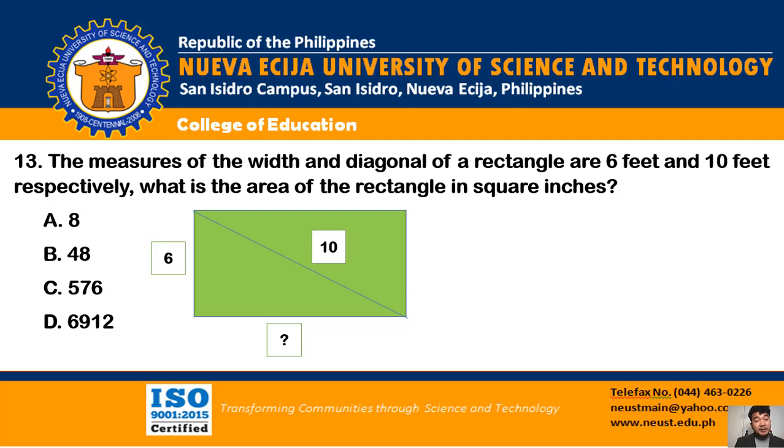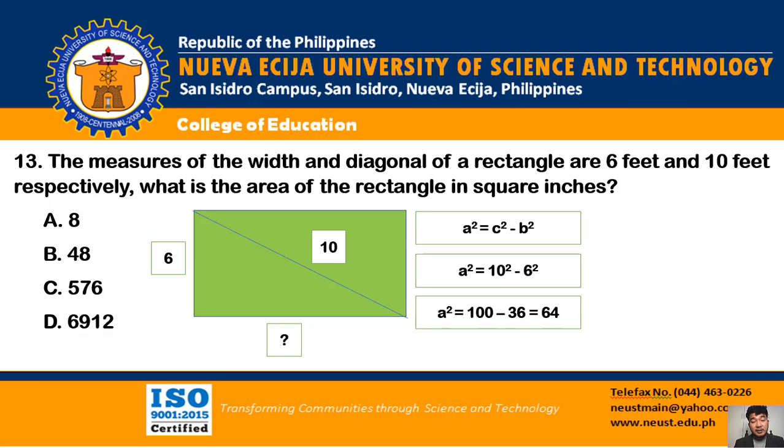Okay? So we use the Pythagorean theorem once again. a squared equals c squared minus b squared. We substitute the values. So we have a squared equals 10 squared minus 6 squared. So a squared is equal to 100 minus 36. That is equal to 64. You take the square root of both sides of the equation. a is equal to 8. So the length of the rectangle is equal to 8 feet already.